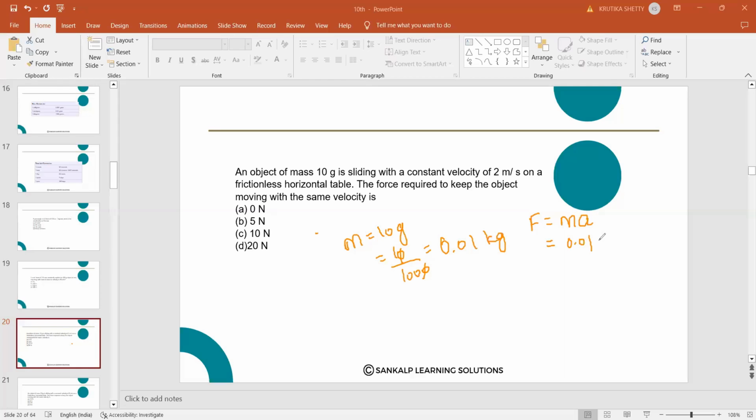Okay, as they are saying here, it is moving with a constant velocity. So if the velocity is constant, the initial velocity is the same as the final velocity. So to maintain the same velocity, according to Newton, there is no need to apply any external force.